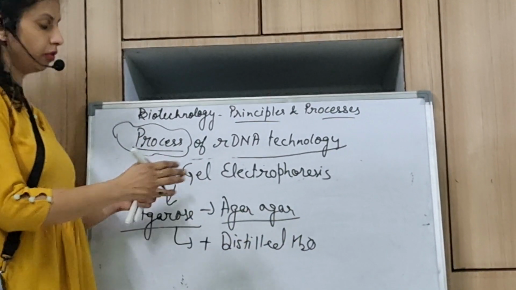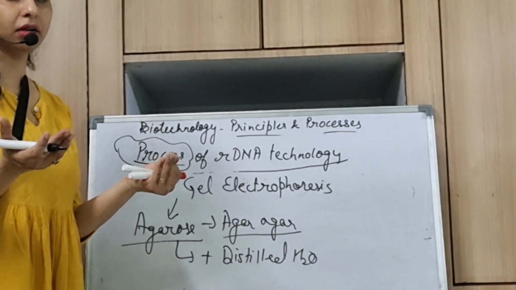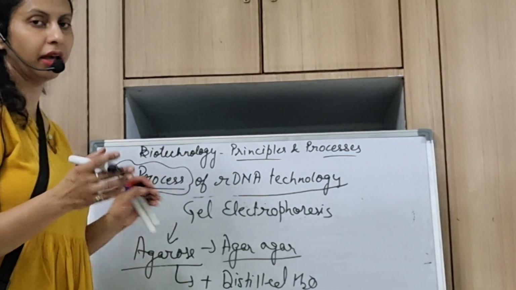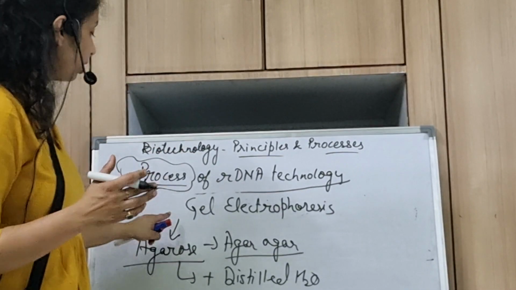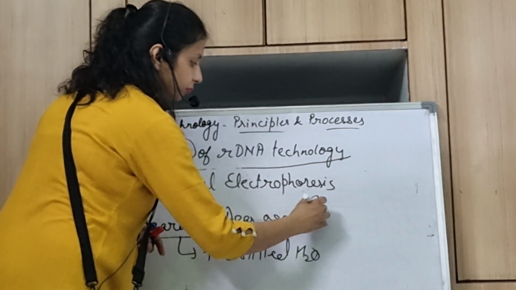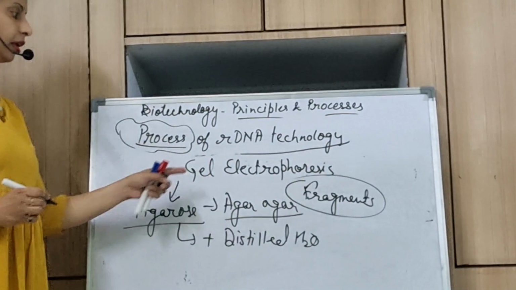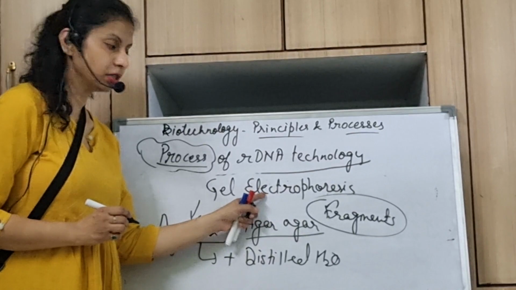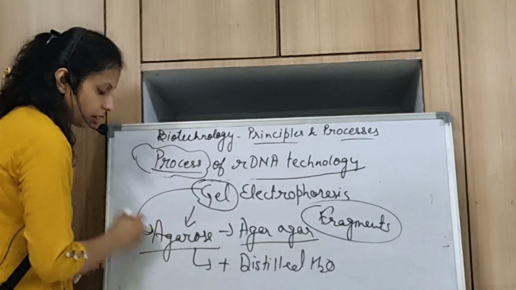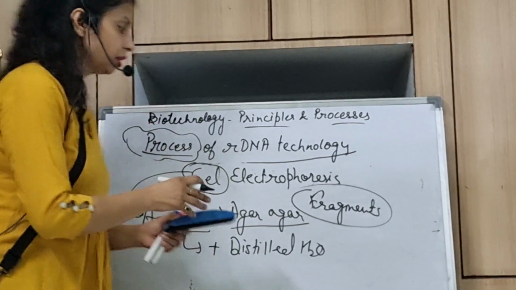Now what is being done, when both the things are mixed together, it becomes a paste-like material which gets hardened, because it's a jelly-like substance, and it gets set where we will collect the fragments of DNA. So first of all, for carrying out the electrophoresis, because it is gel electrophoresis, this gel source is agarose, which is obtained from agar-agar. Now let us see the next step.